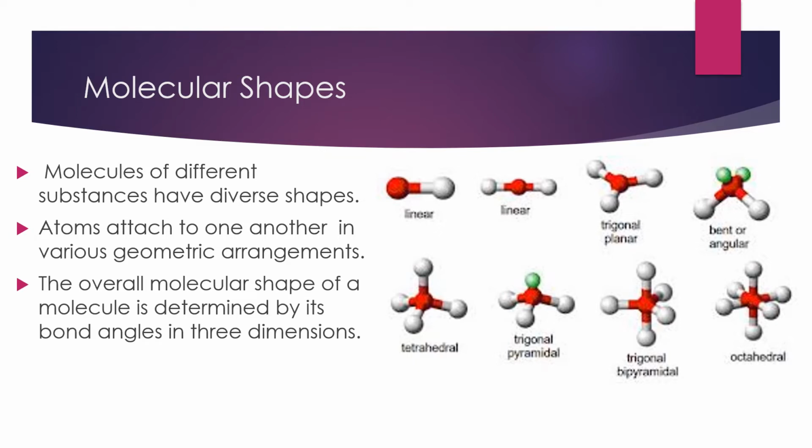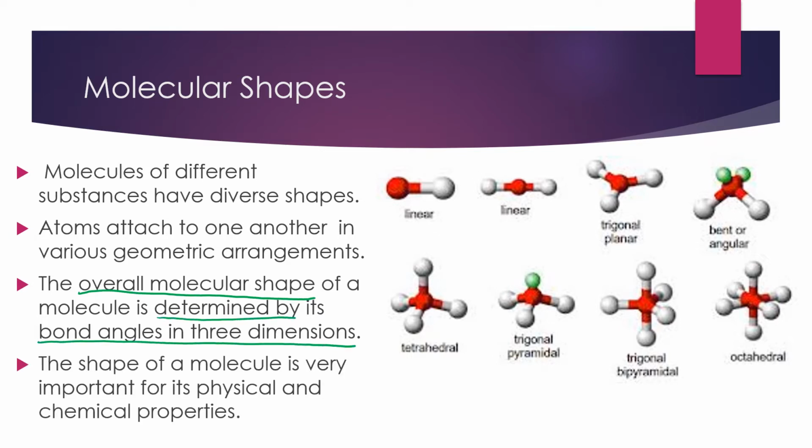The overall molecular shape of a molecule is determined by its bond angles in 3 dimensions. I want you guys to write that one down. The shape of a molecule is important for its physical and chemical properties. Be sure to note that as well.